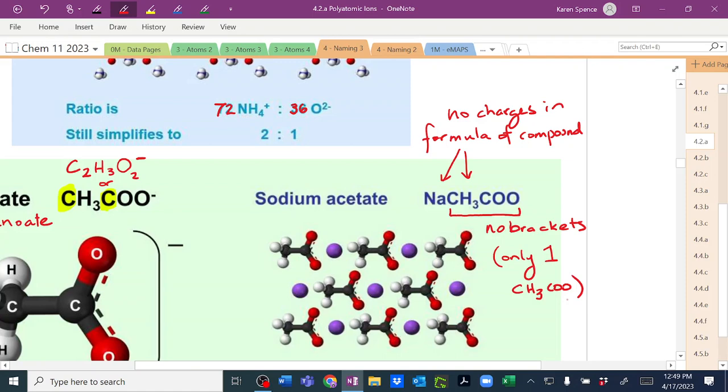Does our charge balance out? Sodium is in group 1. What's the charge of things in group 1? 1 positive. Acetate, CH3COO, is 1 negative, and therefore that compound is neutral. Okay.